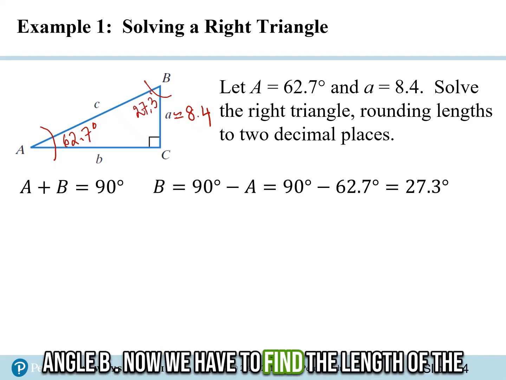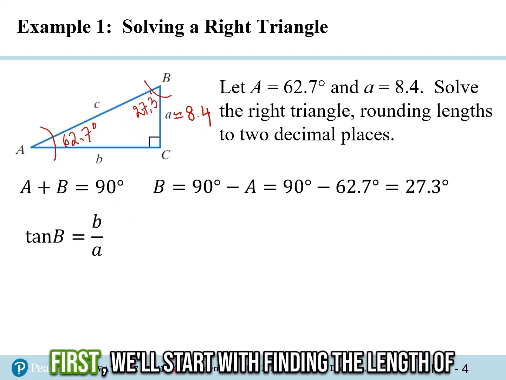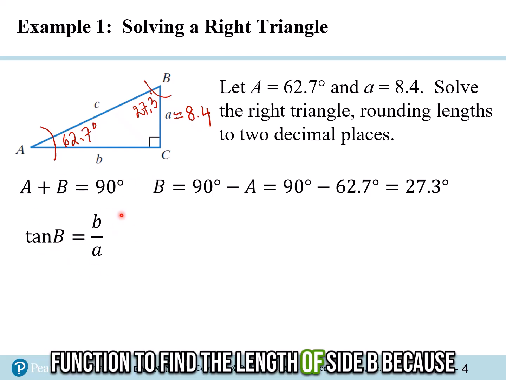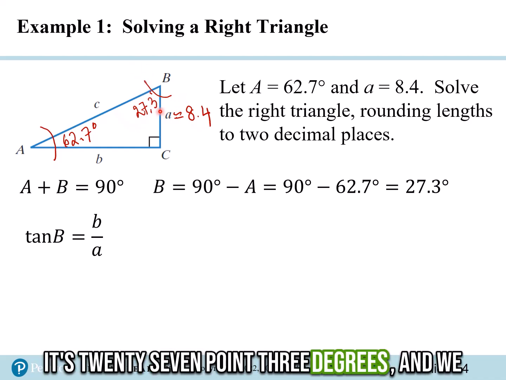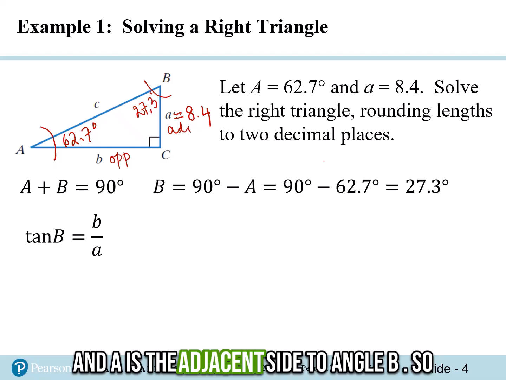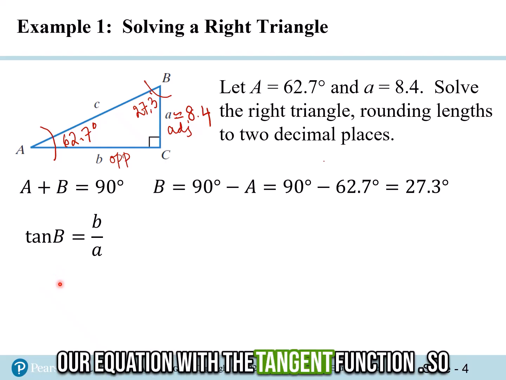Now we have to find the length of the two unknown sides of the right triangle. First, we'll start with finding the length of side b. Now they've used the tangent function to find the length of side b, because now we know what the angle measure of B is. It's 27.3 degrees, and we know a. So a is the opposite side to angle A, and a is the adjacent side to angle B. So opposite over adjacent is tangent, so we form our equation with the tangent function.